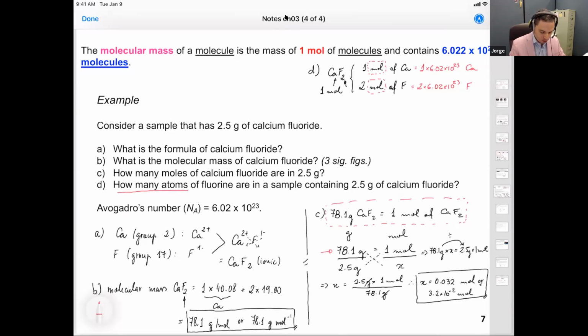Let's try to build our conversion factor. 1 mole of calcium fluoride has, we are looking at fluorine, so let's look at this line, 2 times 6.02 times 10 to the 23rd atoms.